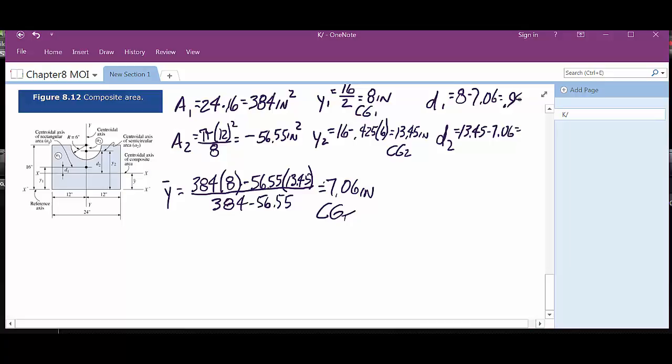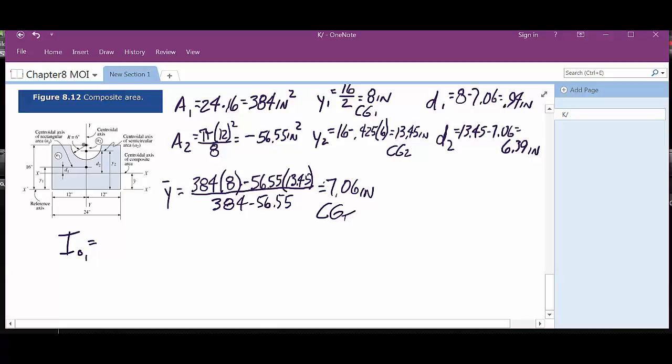6.39. Yep. I'm going to write it down here, 6.39 inches. Okay. Now we still have to have the moment of inertia for each of those two components. It's related to the A2 and Y2. How did you get a negative? Because we're subtracting it out.